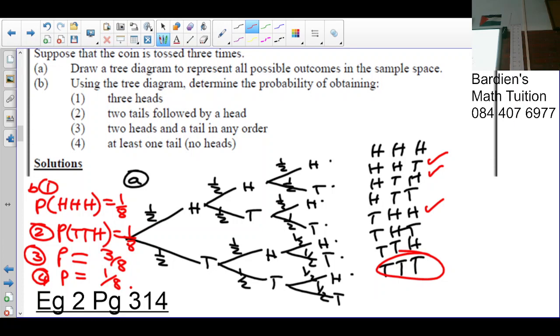But if it says at least one tail, without the no-heads part, then how many options are there? 7. It will be 7 out of 8. But they put everything together. So I think they were looking at tails only.